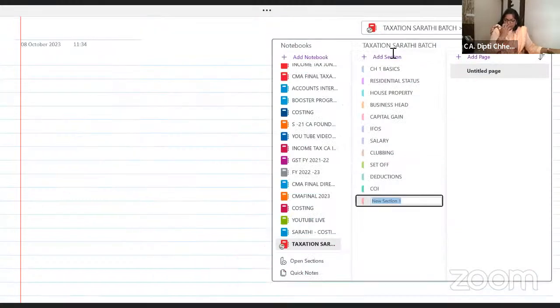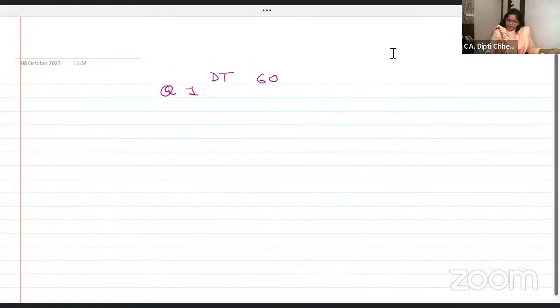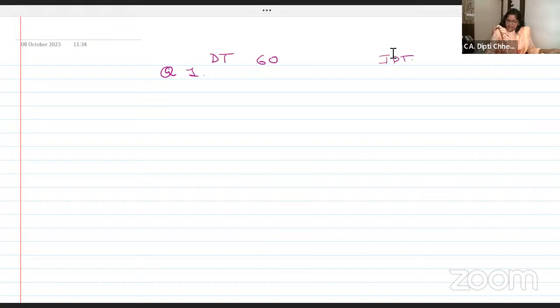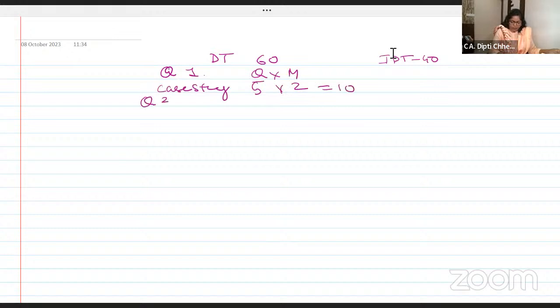But right now, just very briefly, I'm giving you the paper pattern for the CA exam. For CMA students also, I'll give you old and new, both syllabus, right now. In direct taxation, 60 marks. And you have here indirect taxation, that is 40 marks. Question number one is your case study. Case study is 5 questions and 2 marks each, 10. And in the same case study, the second part. This is all division A.